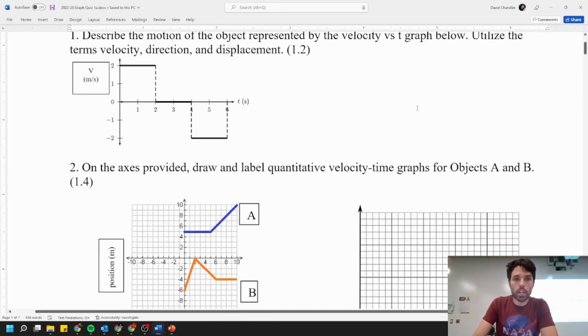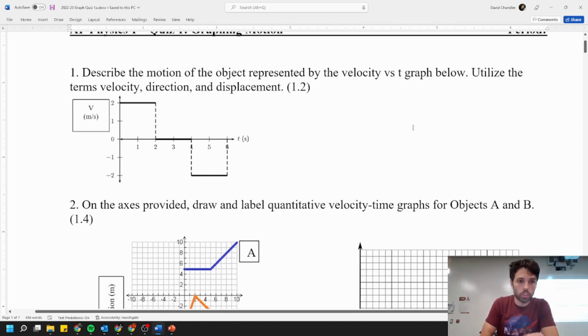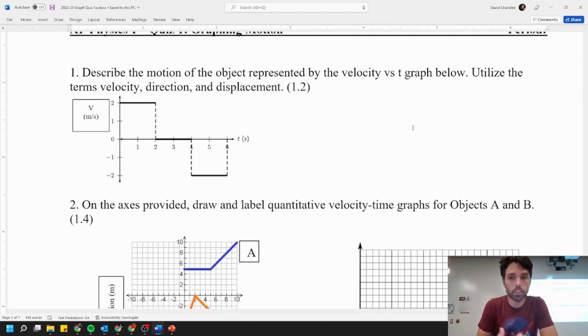So number 1, we had a velocity time graph, and I asked you to describe the motion of the object with words, using terms like velocity, direction, displacement, etc. So I want you to see here we have a constant velocity initially of positive 2. So I might say something like an object.